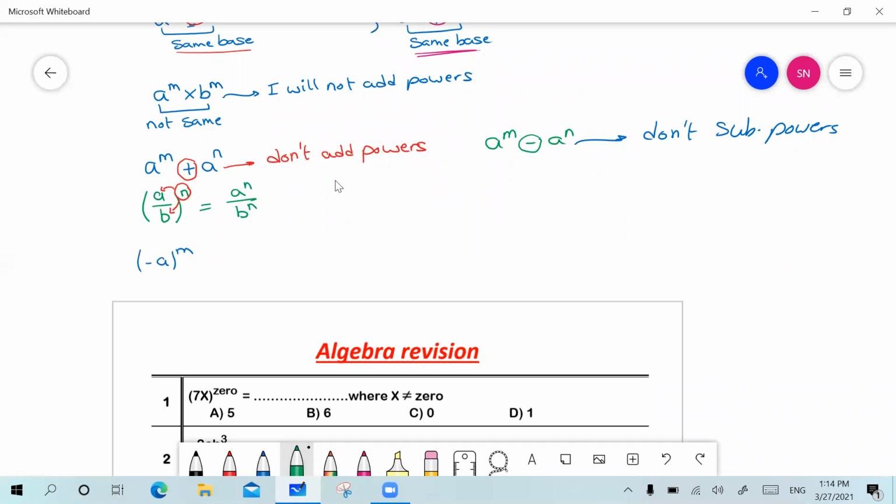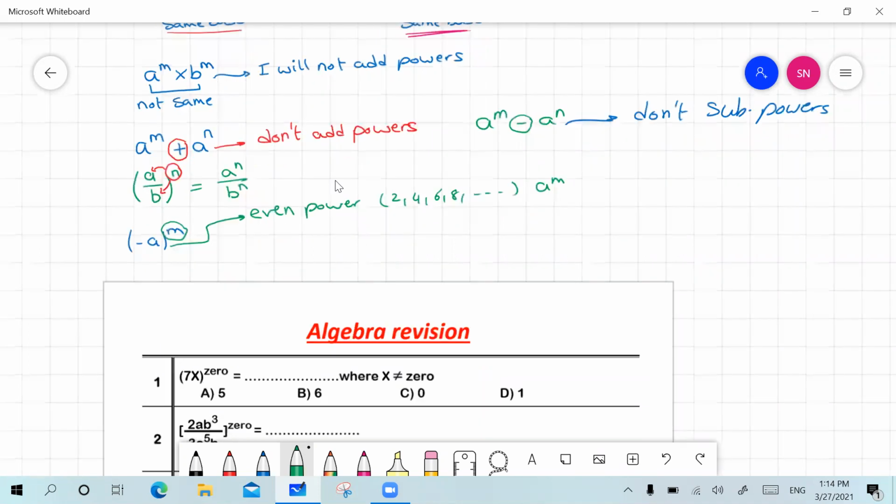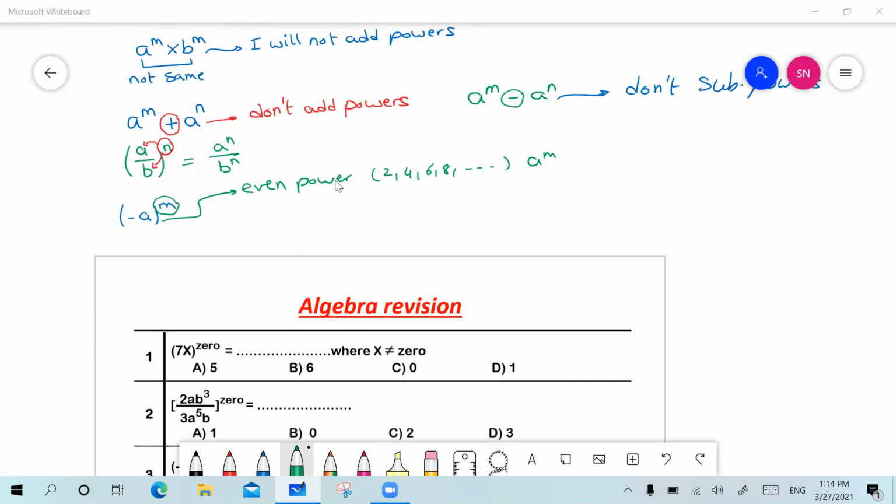And what about if I have, for example, a negative number raised to a power? I go first and check the power. If my power is even, well, even powers are 2, 4, 6, 8, and so on. So my answer is going to be a to the power of m. The negative is going to be cancelled, as if the negative is not there at all. And if my power is an odd power, and odd powers are like 1, 3, 5, 7, 9, and so on, so the negative is going to remain as it is.